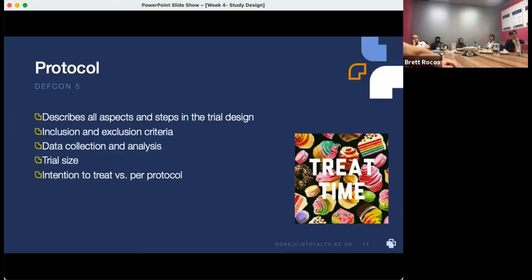Any idea? Do the right thing versus randomization? Okay, no. Jess, so what do you think intention to treat is?